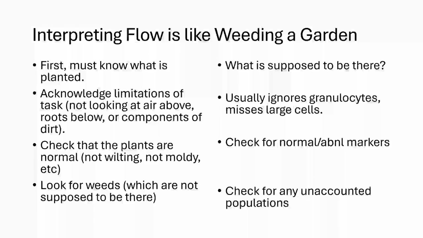Interpreting flow is actually like weeding a garden. First step is to be aware of what is supposed to be there. Second, acknowledge the limitations of the task. Flow cytometry usually ignores granulocytes and misses large cells. Third, check to make sure that the cells are normal, so looking for normal markers and then the presence of abnormal markers. And then look for weeds, whatever is not supposed to be there. You check for any unaccounted for populations.